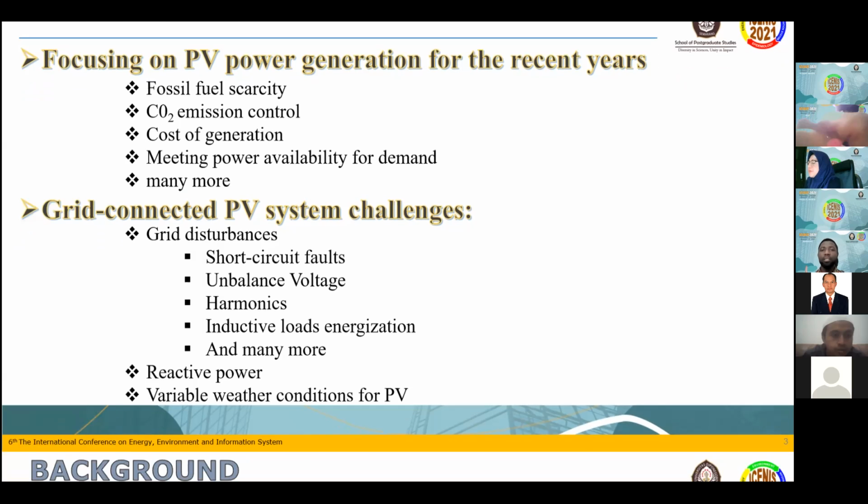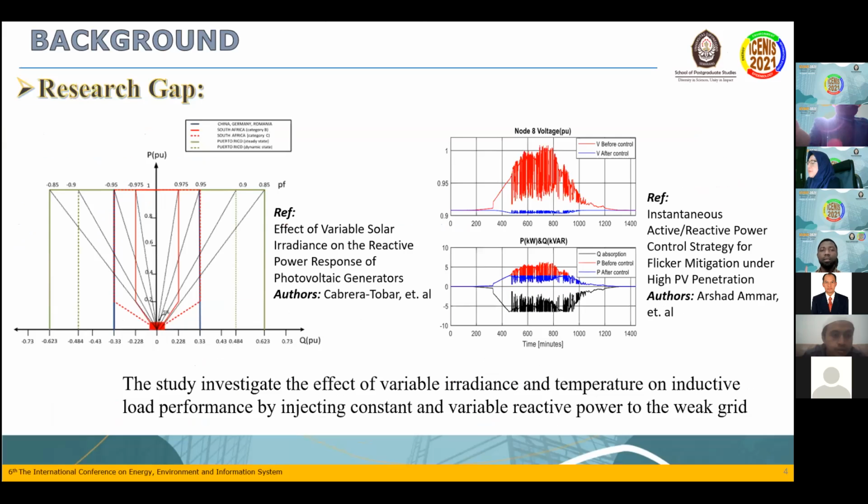Now, from this, the gap of the study is developed from these two researches. The first one is focused on extracting the maximum reactive power produced by the PV. The authors are focused on maintaining the grid code conditions, as we can see here, the grid codes of different countries. So they succeeded in extracting the maximum power from the PV.